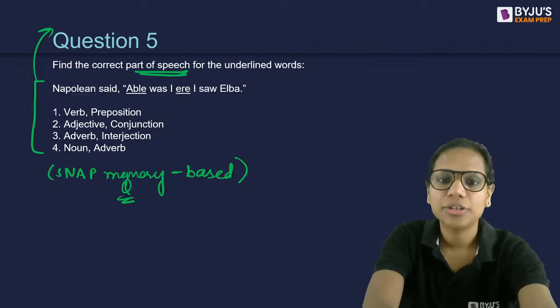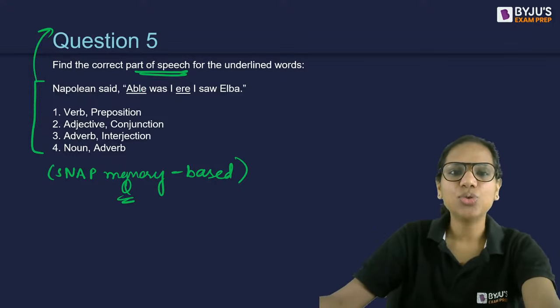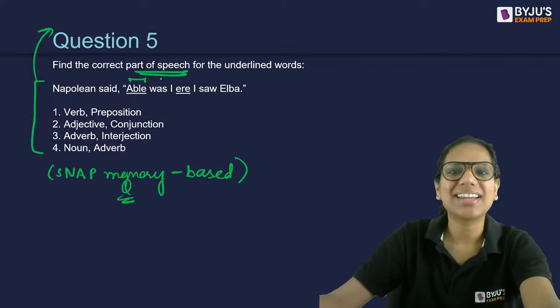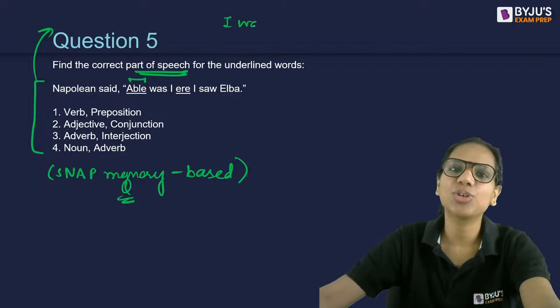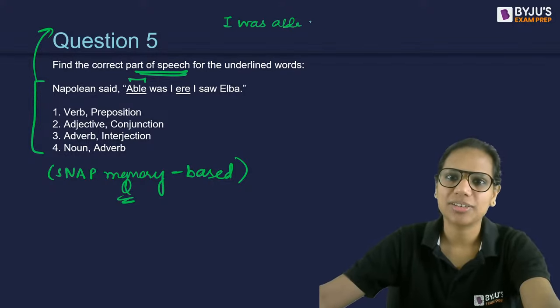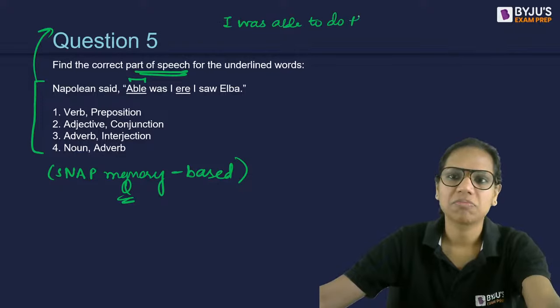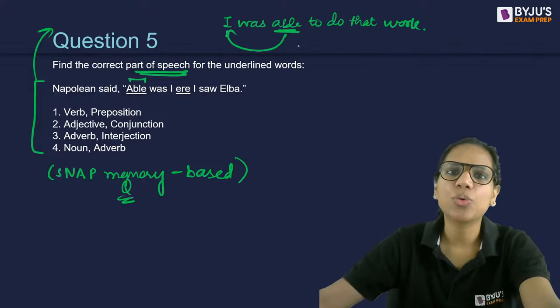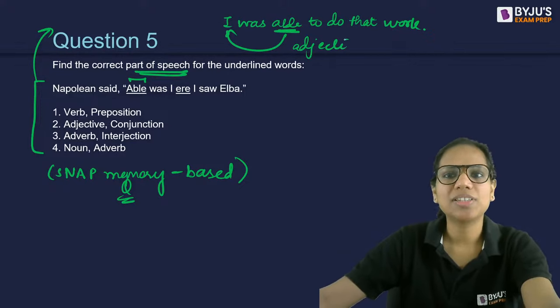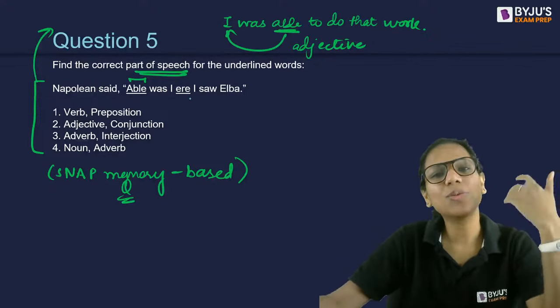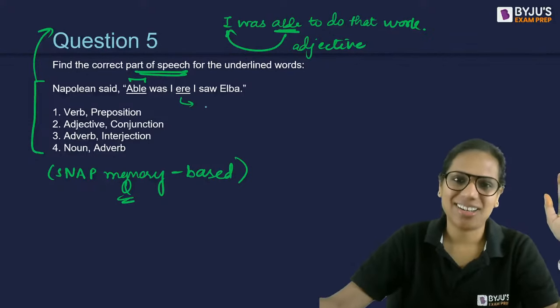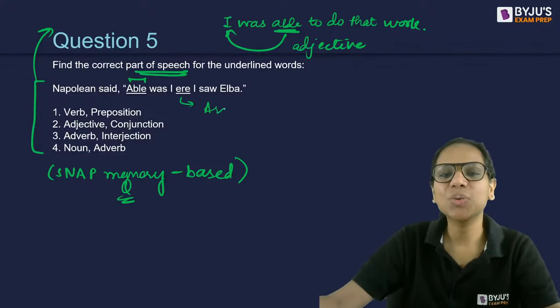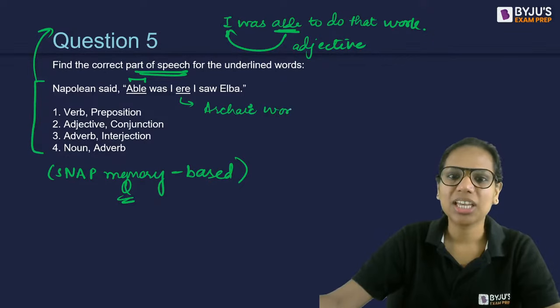This question is not difficult. I'll tell you why. Because of the options. You should know this, that able is an adjective. If I say I was able to do that work, able shows my quality. So once you know that able is an adjective, you've solved this question. You don't even need to worry about the part of speech of er. Er is actually an archaic word. It's no longer used in English. It was used to mean before.